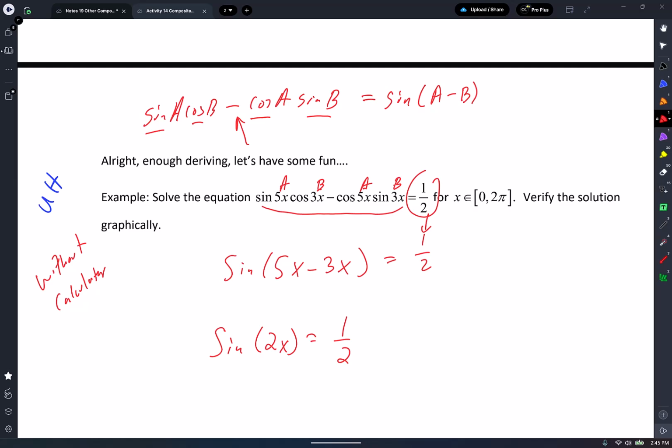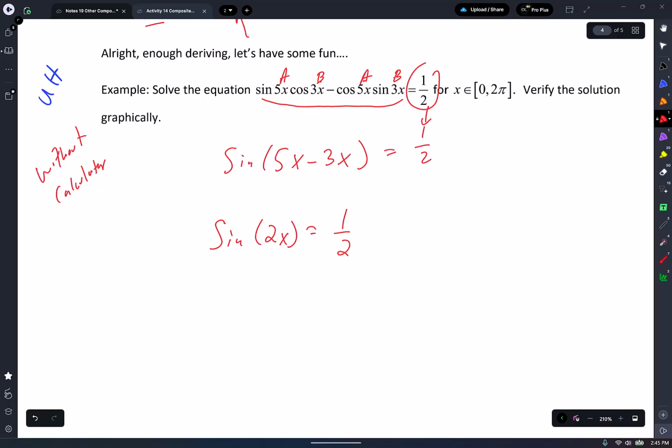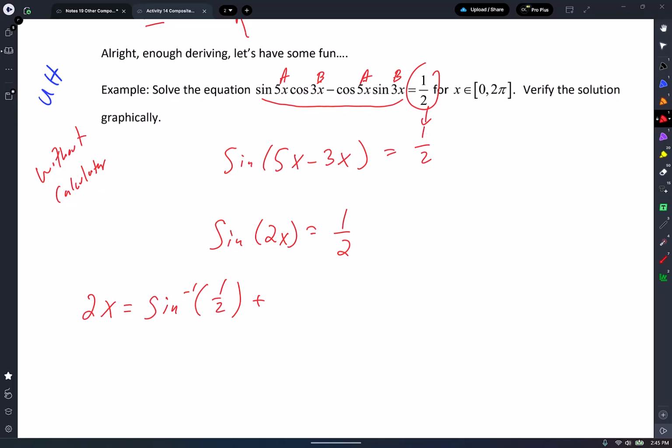Without a calculator, I'm going to get rid of that sine because I'm trying to solve for x. So I'm going to write 2x equals arc sine of 1/2 plus 2 pi n. Are we still okay, guys? All right. Here's my unit circle. Sine is 1/2. Bam, right here. And bam, right there.